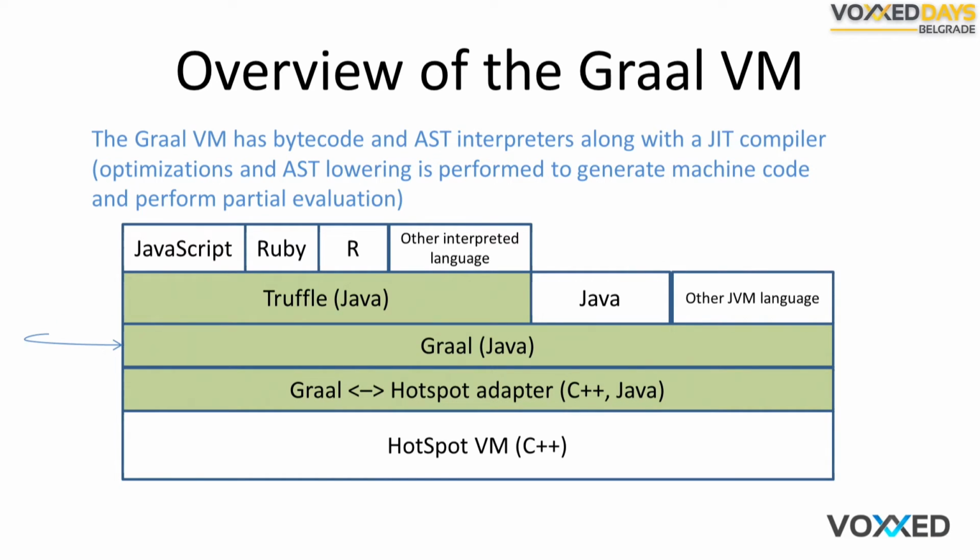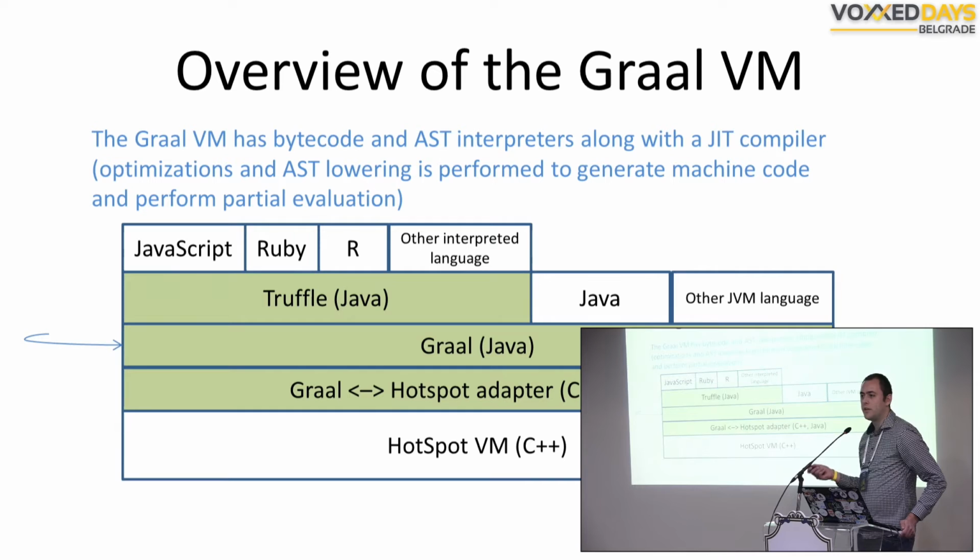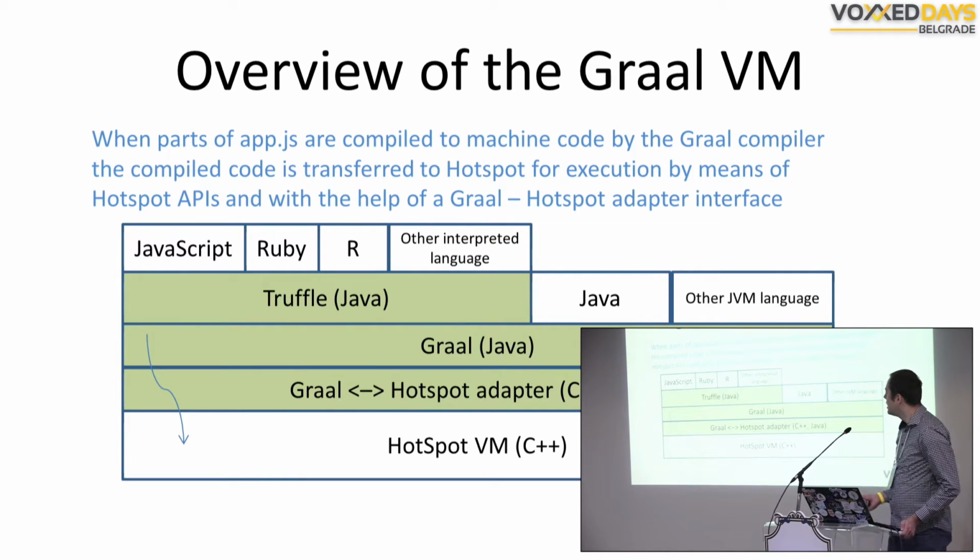After this happens, the Graal virtual machine basically has an AST interpreter along with the bytecode interpreters that it already has. And it uses a number of optimizations such as AST lowering that allows it to generate machine code. So at some points in time, the Graal VM may either execute parts of your abstract syntax tree and interpret it, or it may generate machine code from it and use the Hotspot VM adapter to execute it. So when parts of your application are compiled to machine code by the Graal compiler, that code is transferred to Hotspot for further execution.